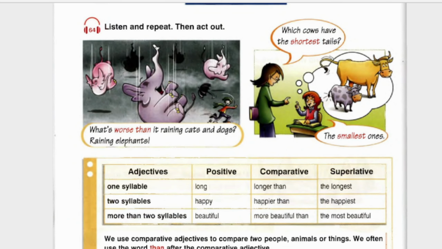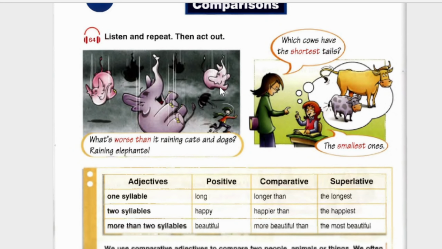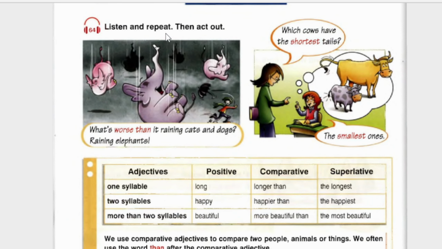So our today's topic is comparison. So what's about the comparisons? Let's listen and repeat, then act out. Let's start from our grammar. Unit 21. Comparisons. Page 124. Listen and repeat. Then act out.